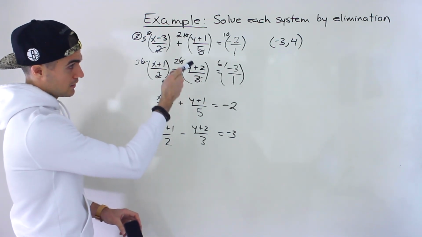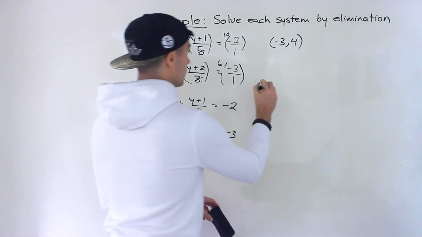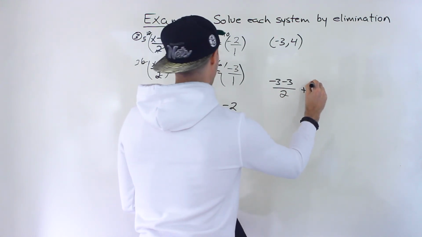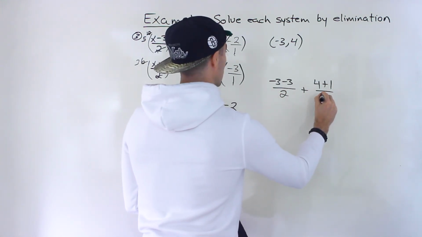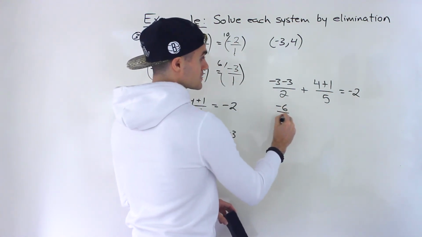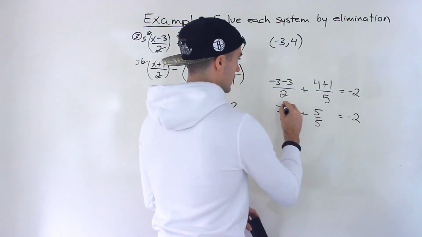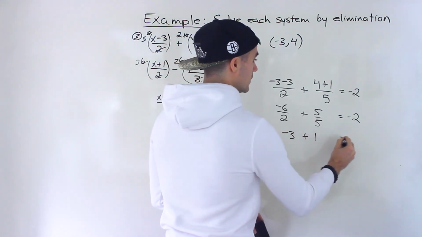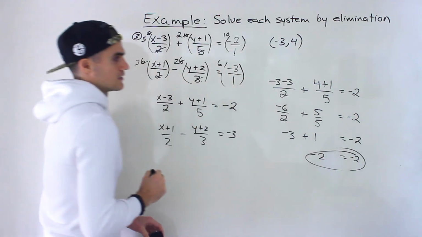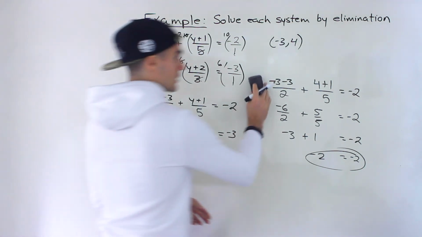So to do a check, we just plug in for the x and y values, see if the left side is equal to the right side. So starting with this one, we'll have negative 3 minus 3 over 2 plus y, which is 4, plus 1 over 5. That should give us negative 2. Let's see if it does. So we'd end up with negative 6 over 2 plus 5 over 5. Negative 3 plus 1, negative 2 is equal to negative 2. So that's nice, right? So the first equation, all good. Let's try it with the second equation.